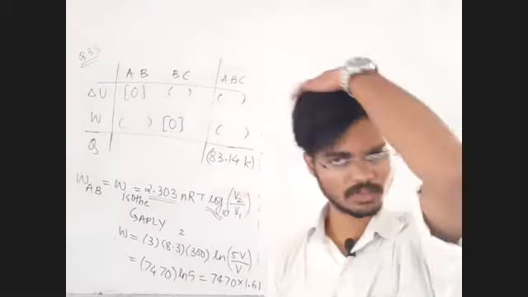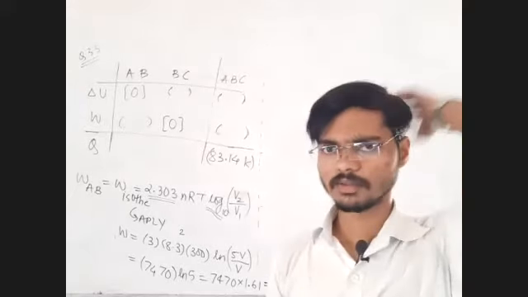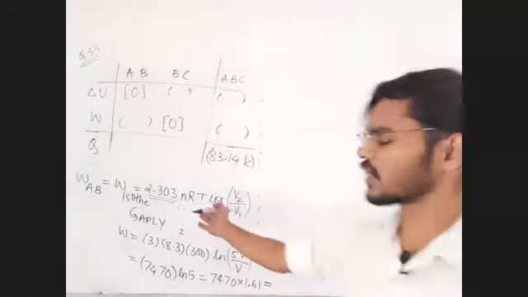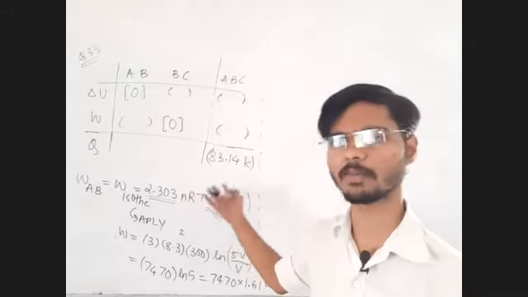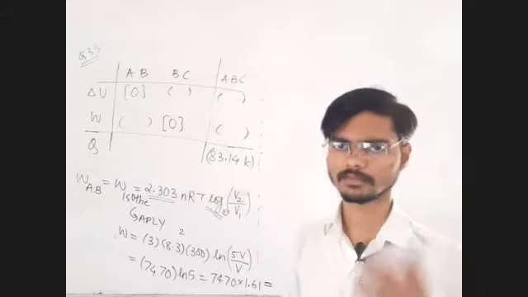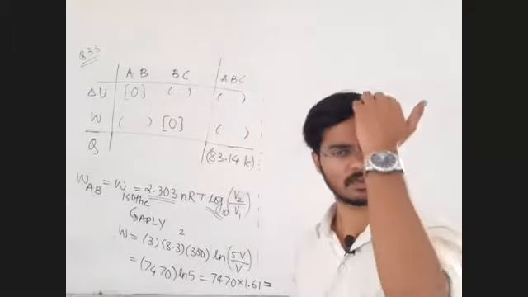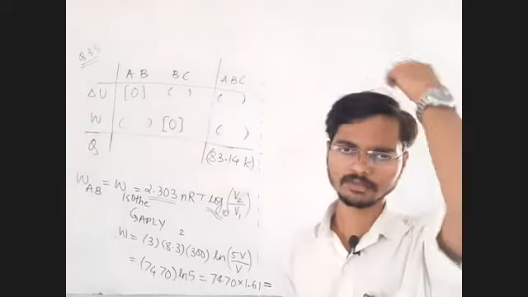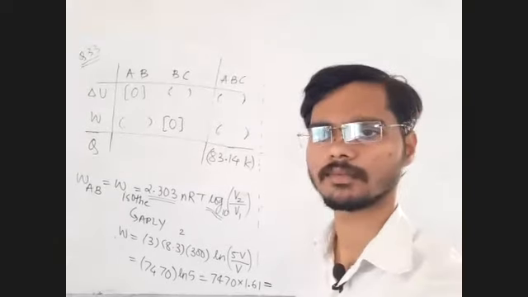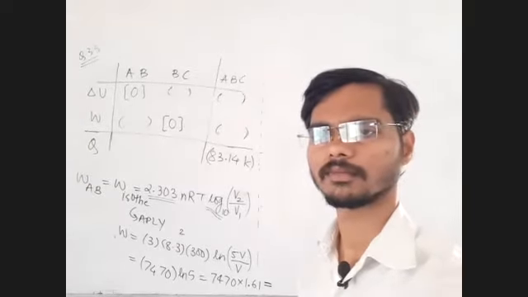Tell me first. Work done in isothermal process: 2.303 nRT log to the base 10 V2 upon V1. Tell me. Am I audible? Yes. Okay.